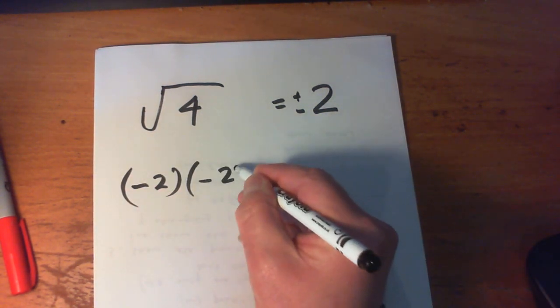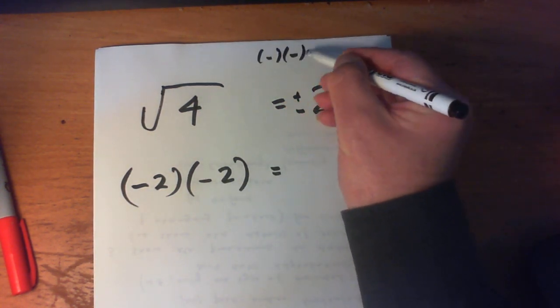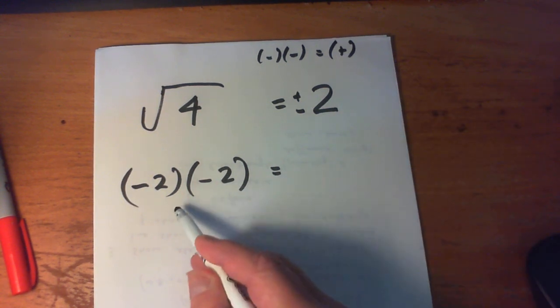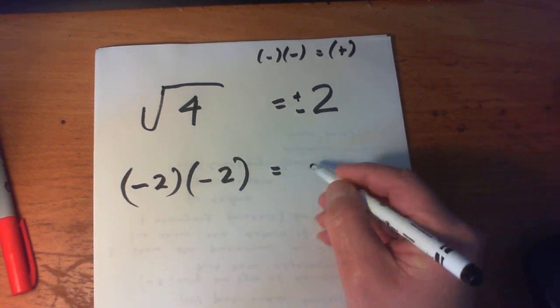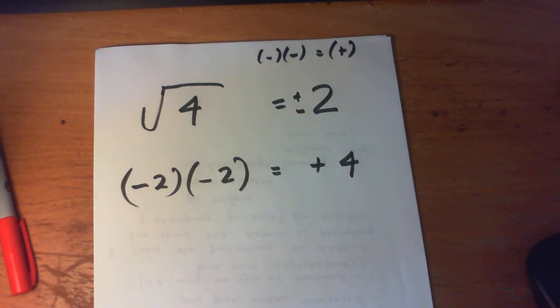Minus 2 times minus 2, it's that rule that I've just said. Minus times a minus equals a plus. So minus 2 times minus 2 is plus 4. So every number has got 2 square roots. That's what sometimes GCSE students miss out on, and thereby miss out on a mark.